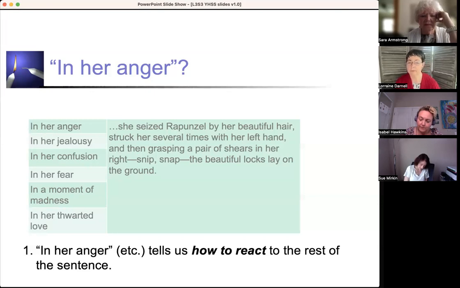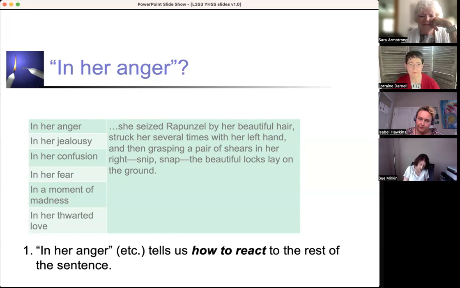You could do that in more detail if you wanted to, but in this case it seems quite apt to just say in her anger, she did this. In a desire to prevent Rapunzel from being raped by the prince or something, there would be a different motivation for cutting off her hair. And so inner anger does a lot. It modifies the intention of what's happening here. Anything else before we go on?